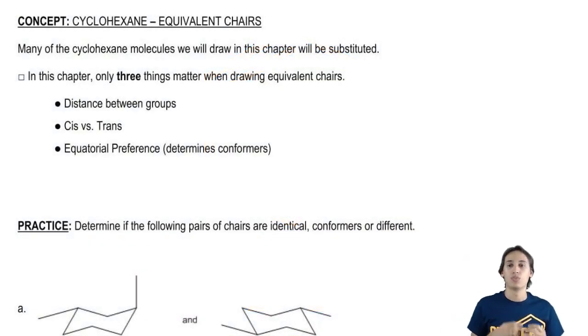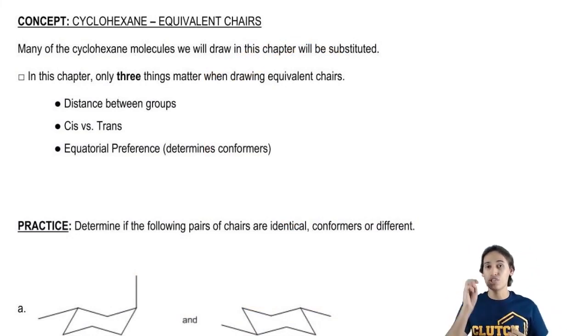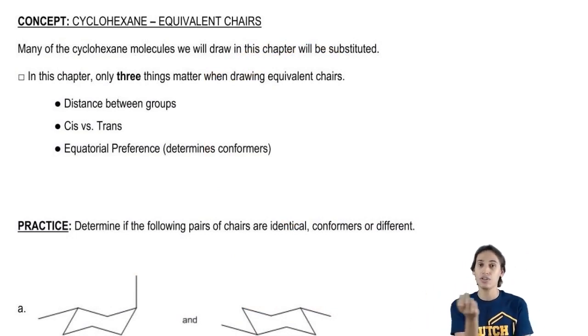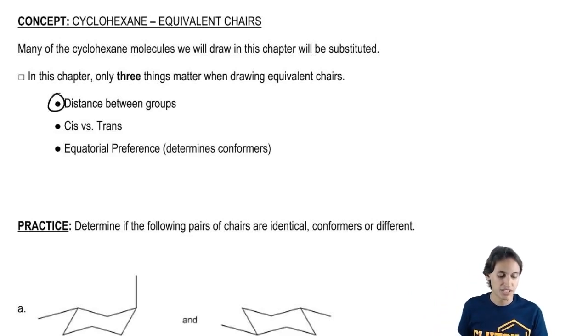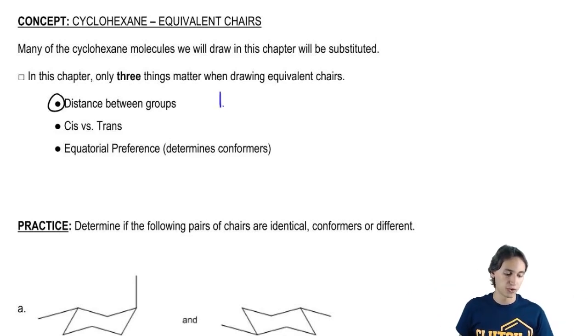Alright? So when we're drawing equivalent chairs, what we want to worry about is just three things. Your chair could be to the right, my chair could be to the left, yours could be upside down, yours could be way more flat looking than mine, but there's only three things that really matter. The three things that matter are the distance between the groups. That has to do with how far they are from each other.